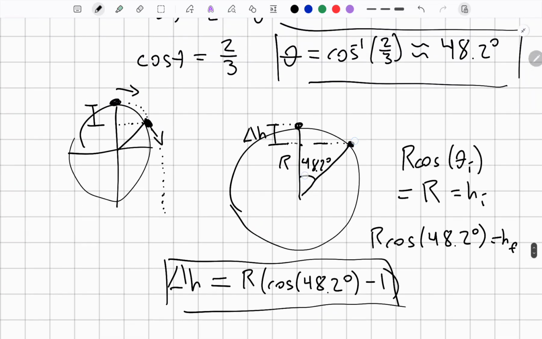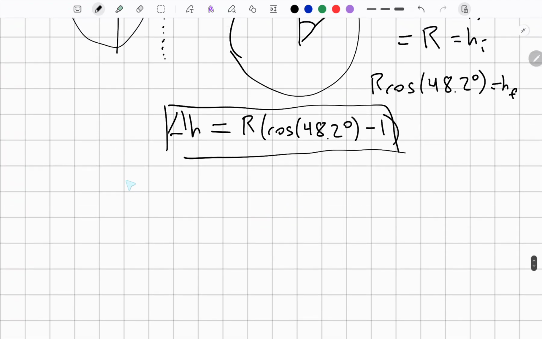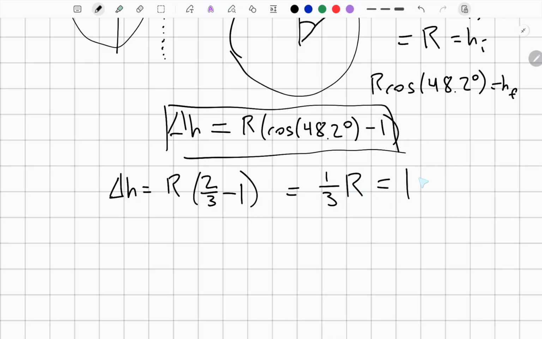From where we got this theta value from, we know that cosine theta is going to be 2/3. So our change in height is going to be R times 2/3 minus 1, which is negative 1/3 R. The absolute value of our change in height is 1/3 R. So it's going to fall 1/3 of the radius before leaving the sphere.